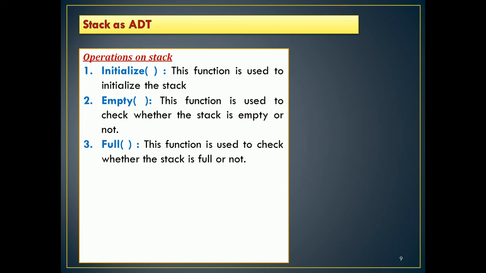Now in the initialization, you require the top variable. When you are using the array representation, you require three variables. First of all, the name of the array, suppose stack, then the top variable, initially top is equal to -1, and the next one is the max variable. The max variable contains the maximum size of the array.